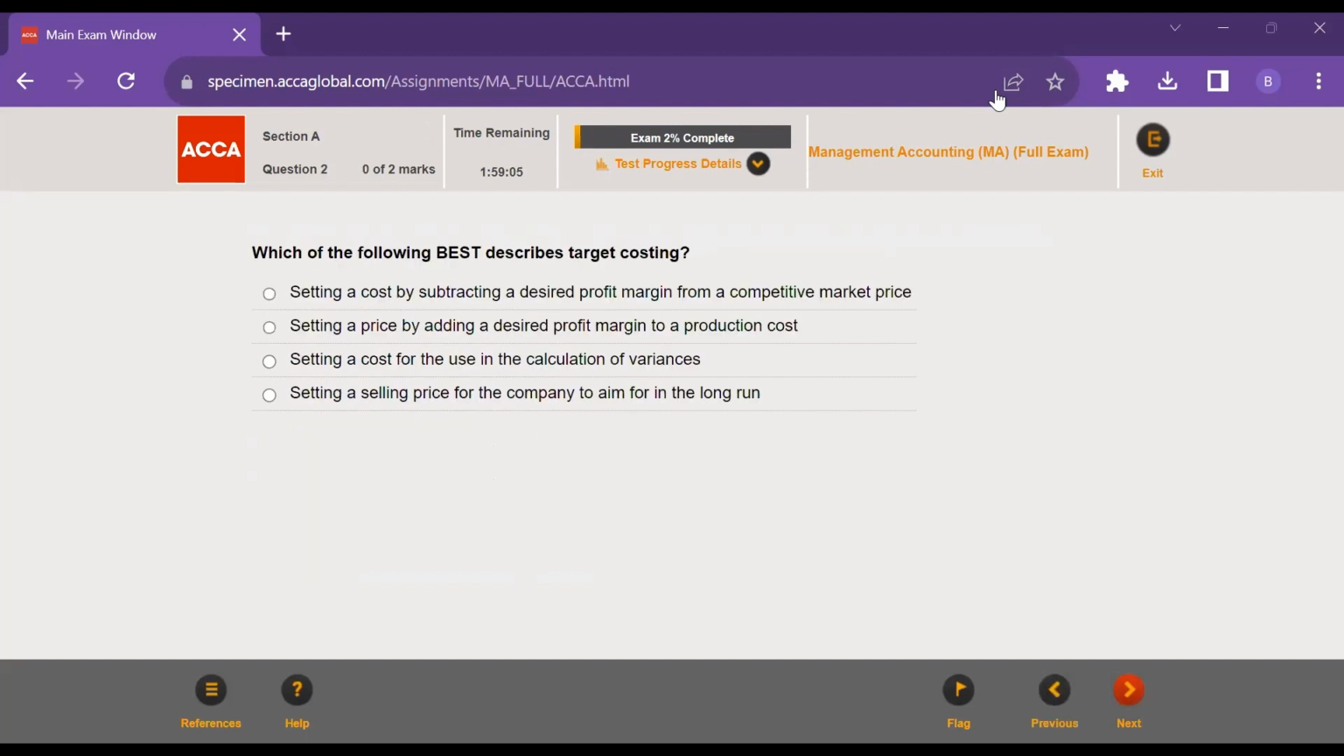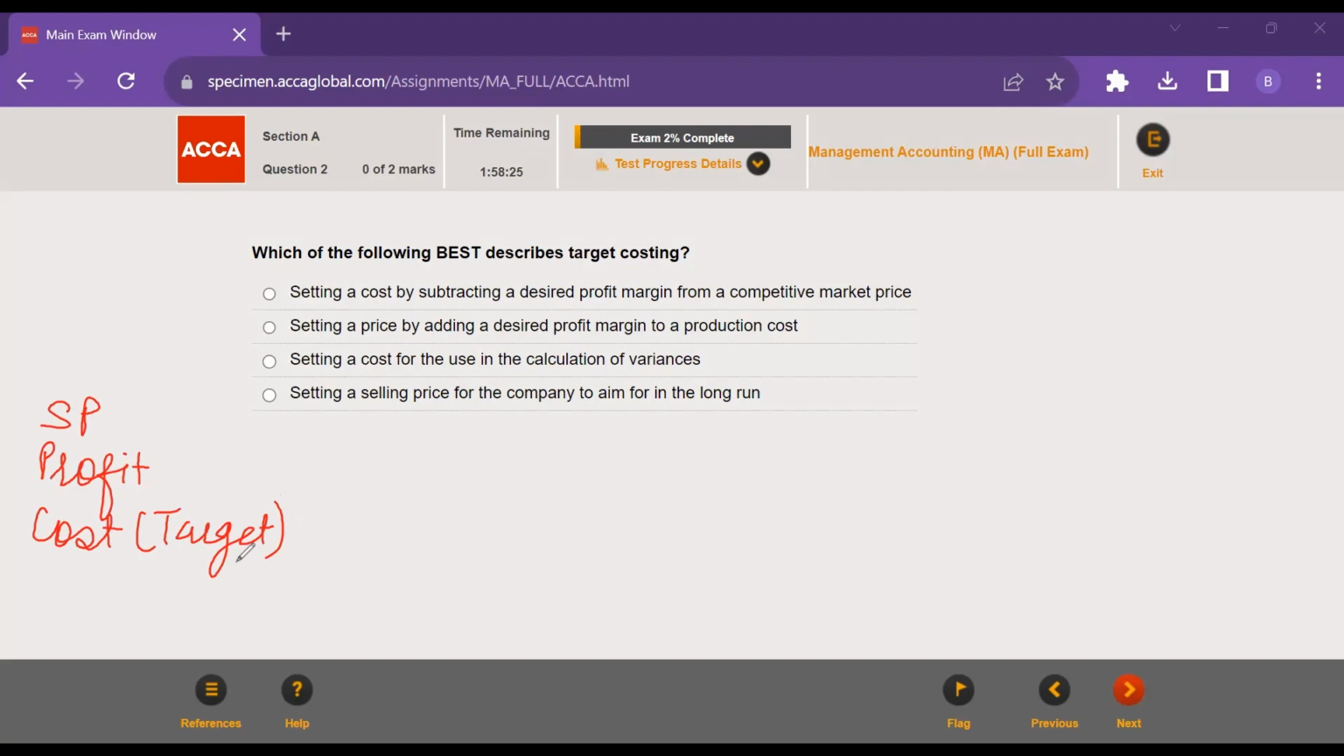Moving on, which of the following best describes target costing? So, let us first revisit what we do in target costing. Basically, we first of all set the selling price, and then we deduct the profit that we want to have over here, and then we arrive at the manufacturing target cost, right? So this is how we arrive at the target cost in our target costing approach. So let's see which option talks about that. Setting a cost by subtracting a desired profit margin from a competitive market price.